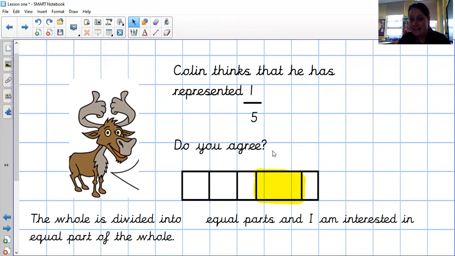Hopefully you realise that he is incorrect, and he's incorrect because he hasn't divided his whole into 5 equal parts. He has divided it into 5 parts, but they're not equal. And he is interested in 1 of those parts, but again, they have to be equal. That's really key. So Colin hasn't represented 1/5, and it might be in your books that you want to help Colin out by actually representing 1/5 yourself to show him how it should look.